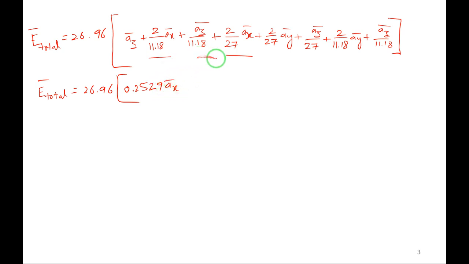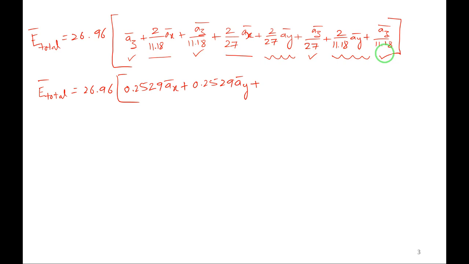Next, I will concentrate on y terms. AY is here: 2 by 27 plus 2 by 11.18 only. Same thing, so I will get y also the same, 0.2529 AY. No need to calculate; previously we calculated for AX and we are getting the same thing. For y also the same. Plus Z: the first term, second, third, fourth, so we will add all of them.